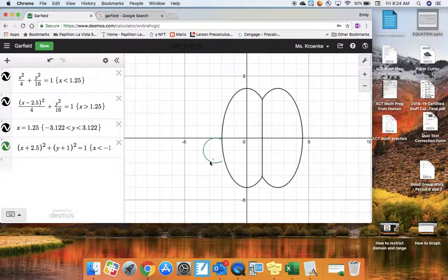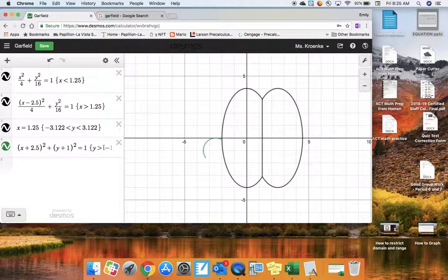But I also don't want all of this piece down here. I want it to cut off right about here. So I'm going to hover over a point, let's say I want all my y's to be greater than negative 1.6. So at the same time, I can restrict it for y's greater than negative 1.6, or 0.5, it really wouldn't have mattered. Okay, and so I kind of got that portion.